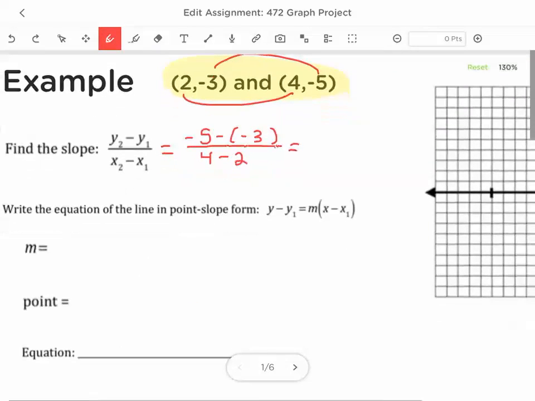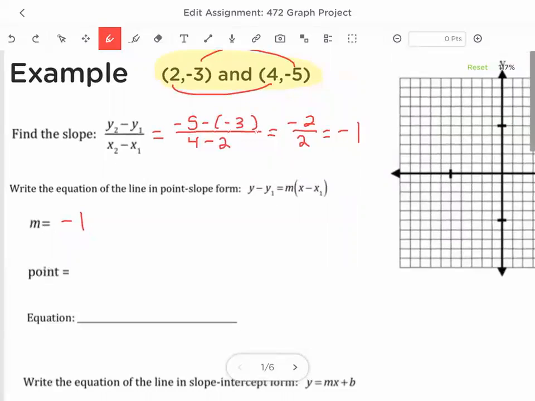Okay, so I'm just finding the slope to start off with. So -5 minus -3 is like -5 plus 3, which is -2. I get -2 on top. And then on the bottom, 4 minus 2 is 2. So then -2 divided by 2 is -1. All right, so now I know my slope. My m value is -1.